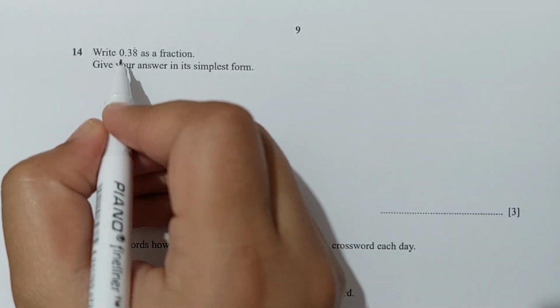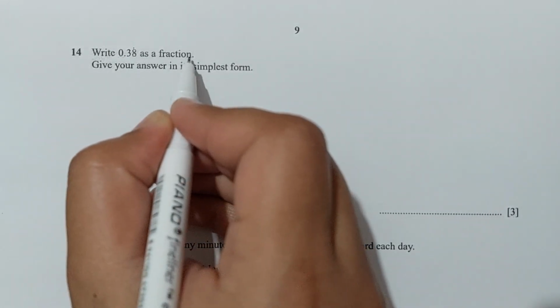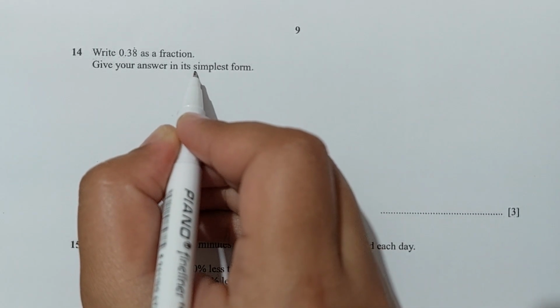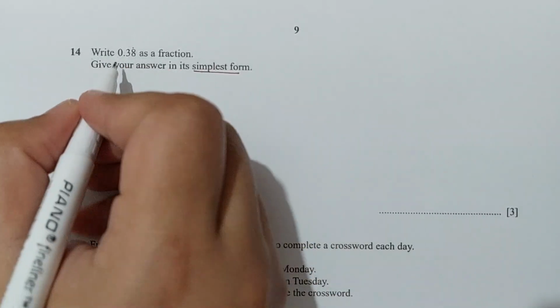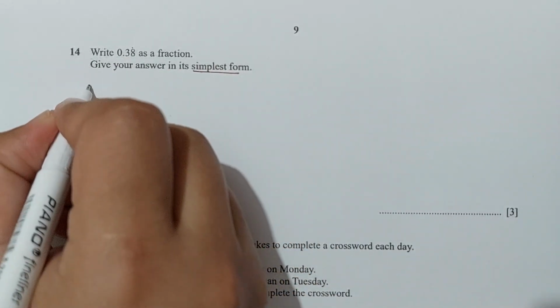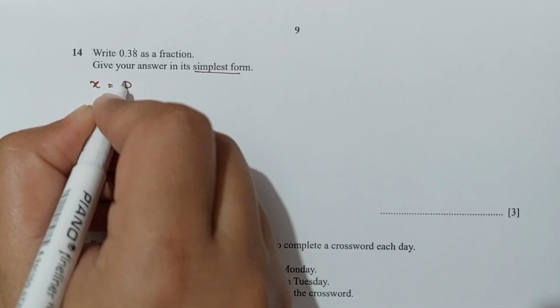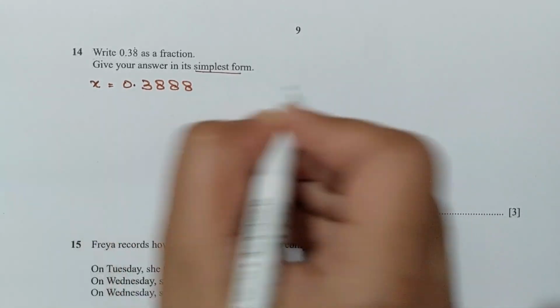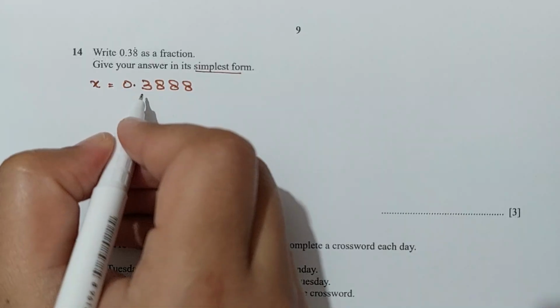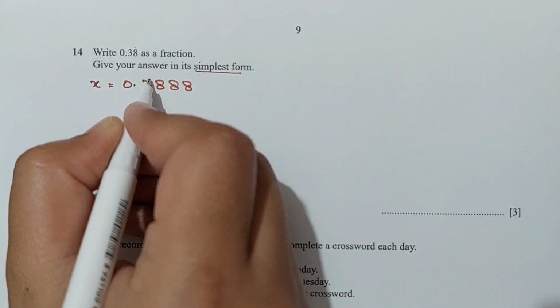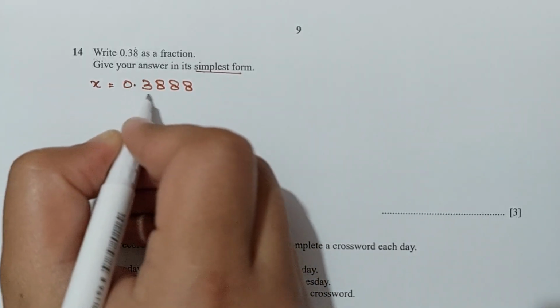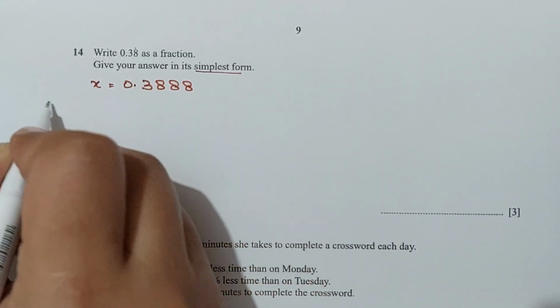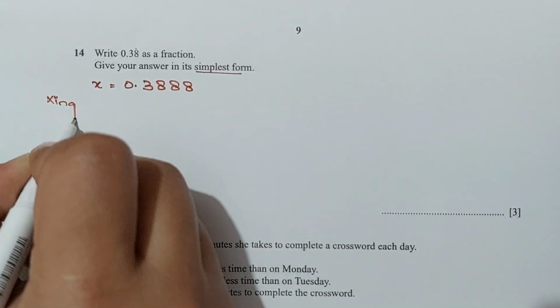Question number 14, write 0.38 recurring as a fraction. Give your answer in its simplest form. Whenever you have a recurring decimal, you have to say x equals that number. 8, 8, 8 is repeating. Now, the first step is to bring the non-recurring number before the decimal. It is just one digit, so you have to multiply by 10 on both sides.